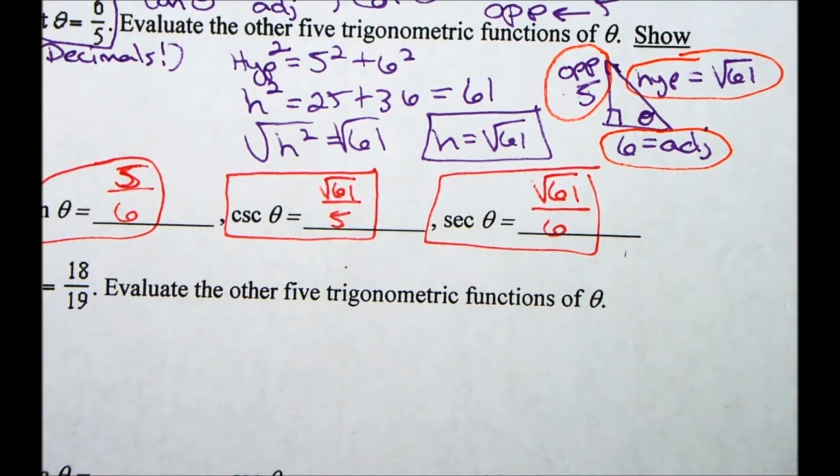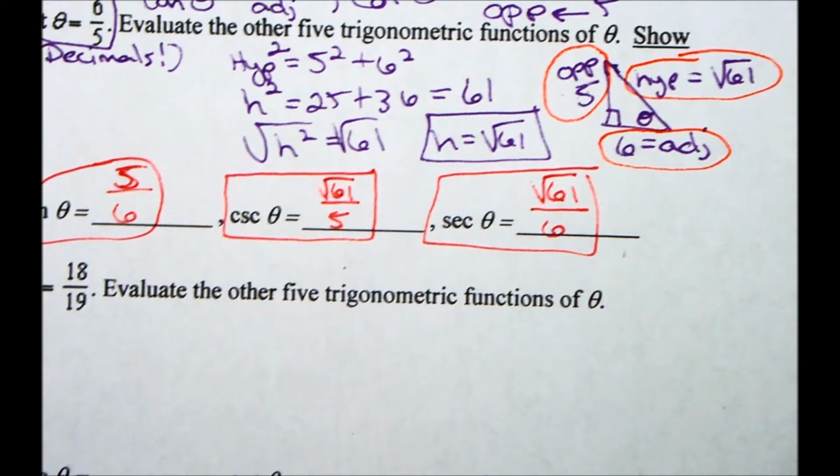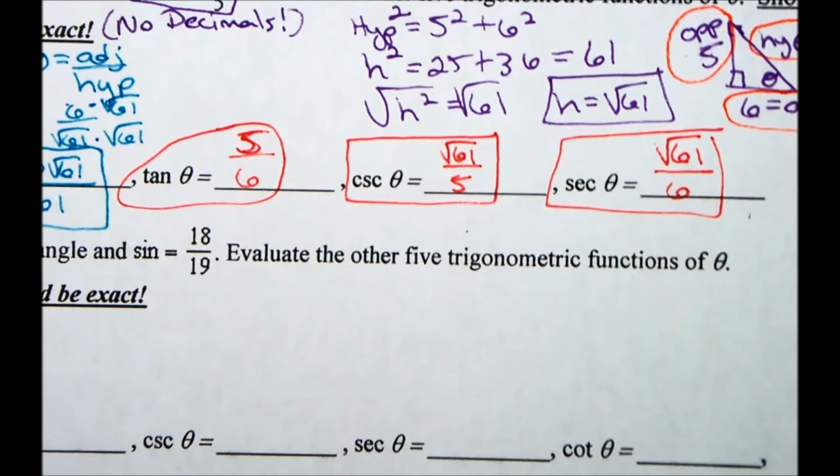So there's the first problem for you. The second one is almost the same type of problem, except instead of being given cotangent, you're given sine instead.